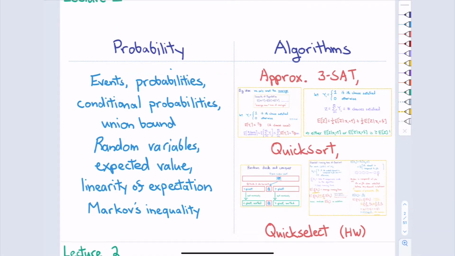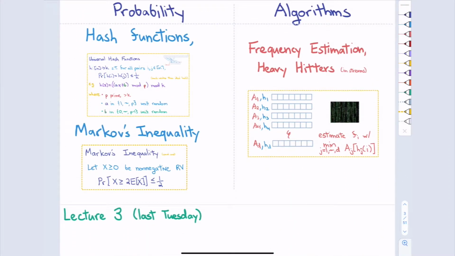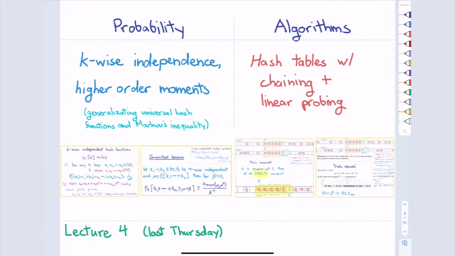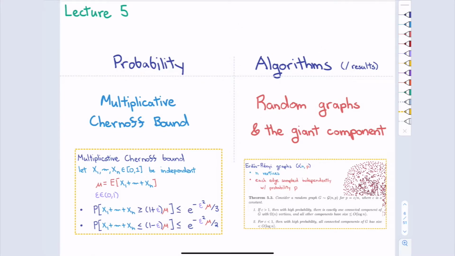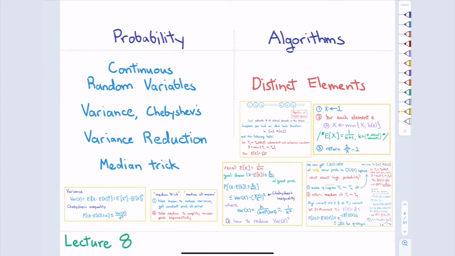As usual, we've got to do a quick rewind. Just to recap, our first lecture was about linearity of expectation. Our second lecture was about hash functions and Markov's inequality. The third lecture was about linear probing and hash tables. That was followed by randomized algorithms for minimum cut. Then we did random graphs, but in particular, we made friends with the multiplicative Chernoff bound. We then did randomized rounding for a lecture. And then finally, last time, we did distinct elements, which also introduced variance, Chebyshev's inequality, and the median trick.